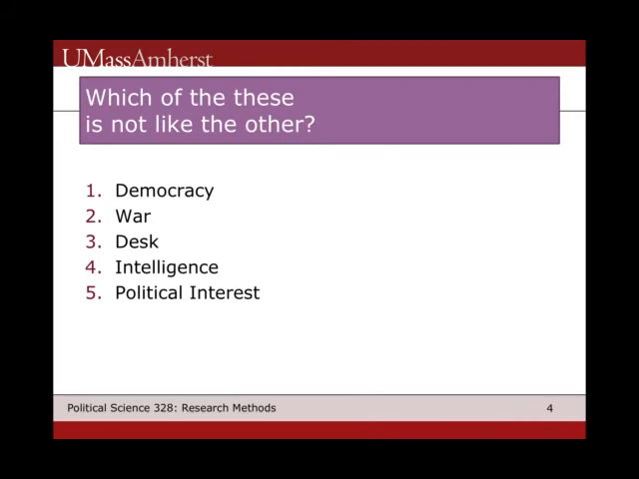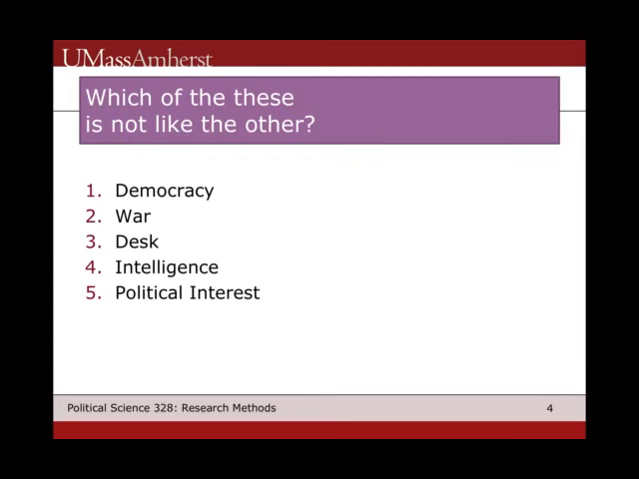First, just a little thought experiment. Take a second and consider to yourself, which of these 4 options is not like the other? So, actually 5 options: democracy, war, a desk, intelligence, and political interest. If your first thought was that a desk is not at all like the other 4, then you are correct. A desk is quite different.